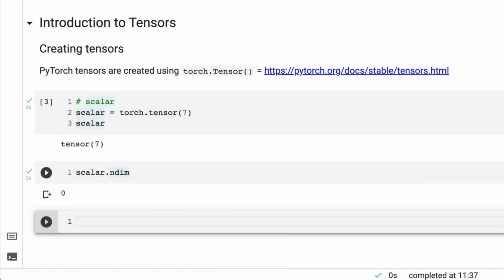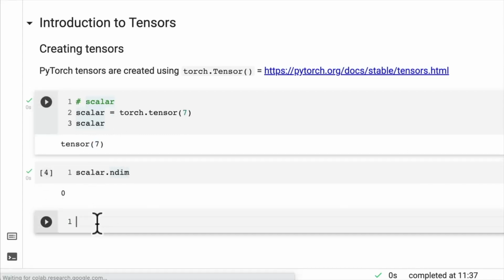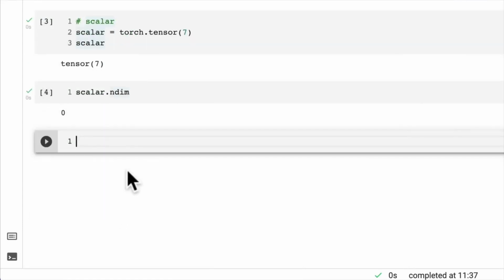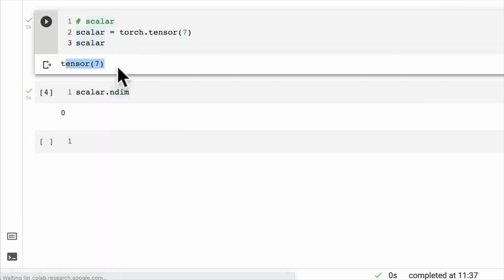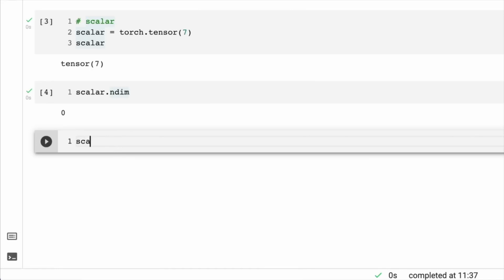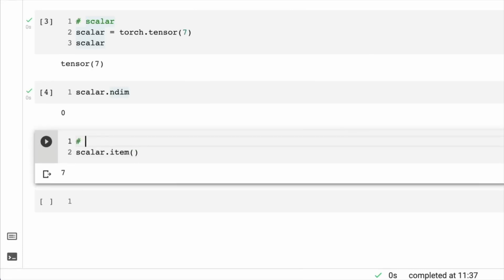So a scalar has no dimensions, right? It's just a single number. But then we move on to the next thing. Or actually, if we wanted to get this number out of a tensor type, we can use scalar.item. This is going to give it back as just a regular Python integer. Wonderful. There we got the number 7 back. Get tensor back as Python int.